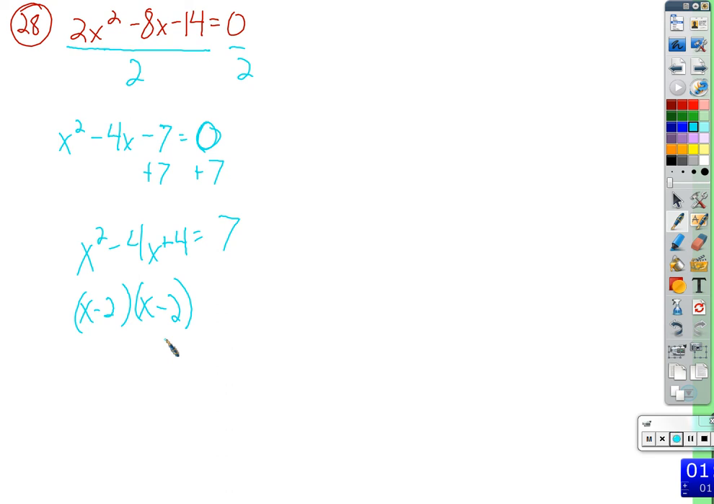Without it, this is not the factored form of just x squared minus 4x. It's the factored form of x squared minus 4x plus 4. So we add 4 to the other side. We get 11. x minus 2 squared equals 11. Take the square root of both sides. That's the payoff of all this work.